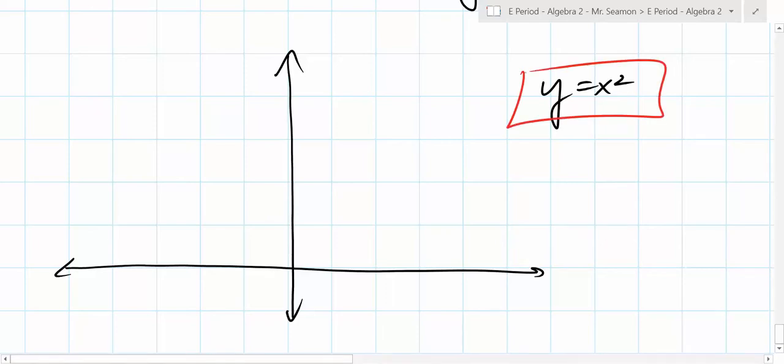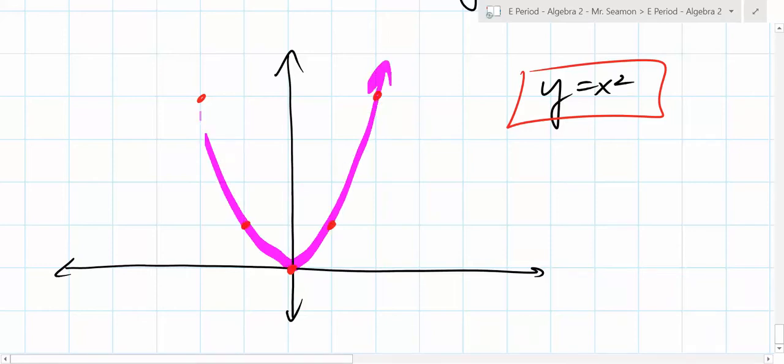Well, when x is 0, what's y? 0. When x is 1, what's y? When x is negative 1, what's y? 1. When x is 2, what's y? 4. And when x is negative 2, what's y? It's going to be symmetric. So what does this look like? It's a parabola at the origin. You say the vertex is at the origin right there.